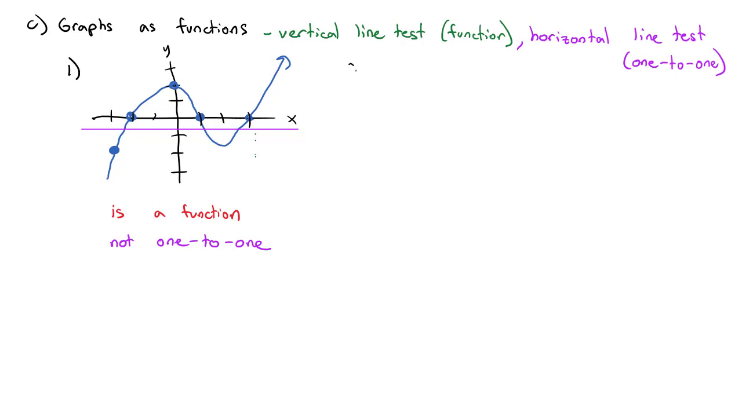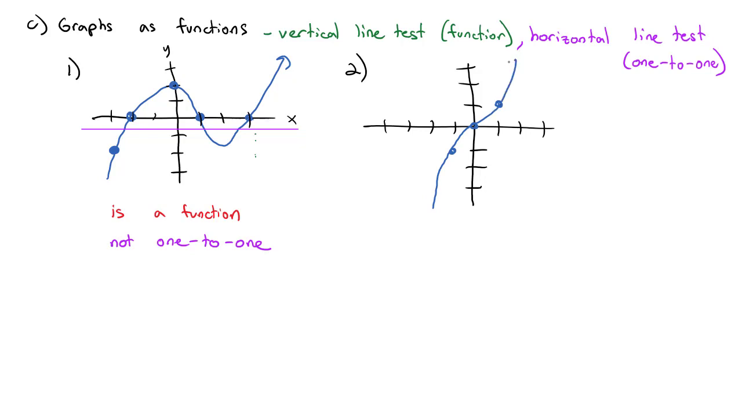Let's look at a few more examples. Let's look at this function here. I'm going to put a point here, here, and here, and I'm going to come up slowly, level off, and then take off. On this graph, what I can see is I can draw a horizontal line.